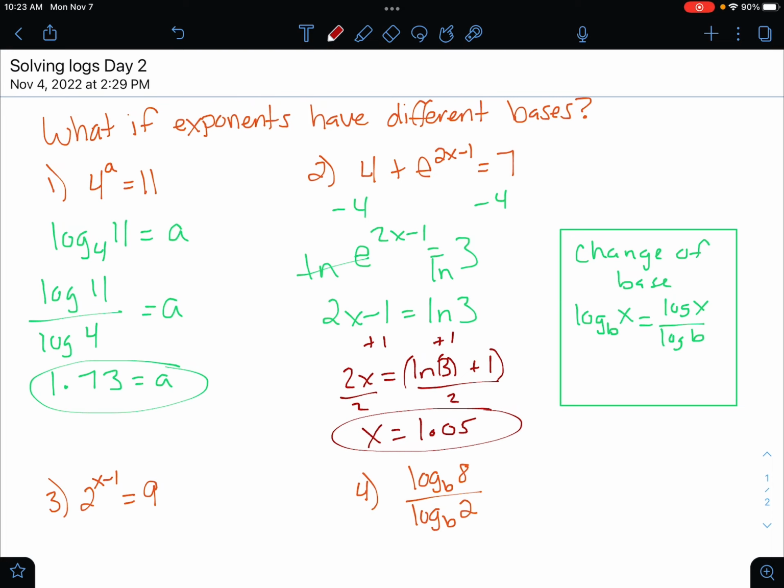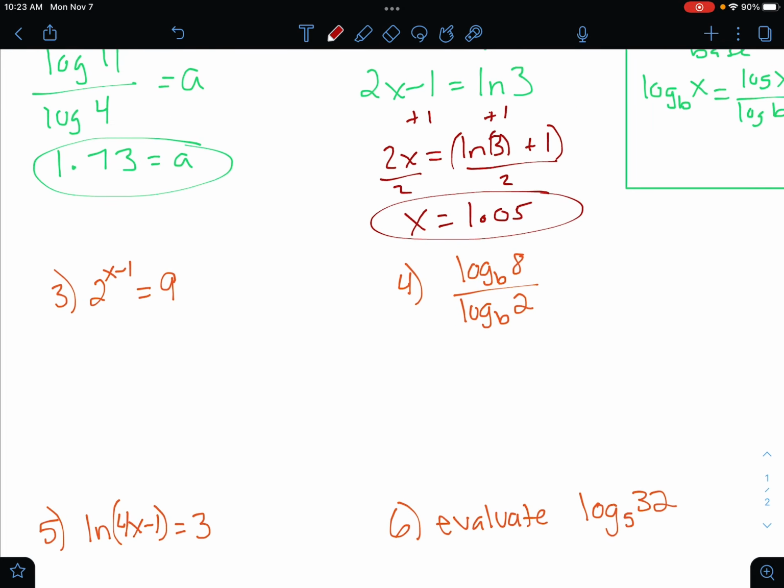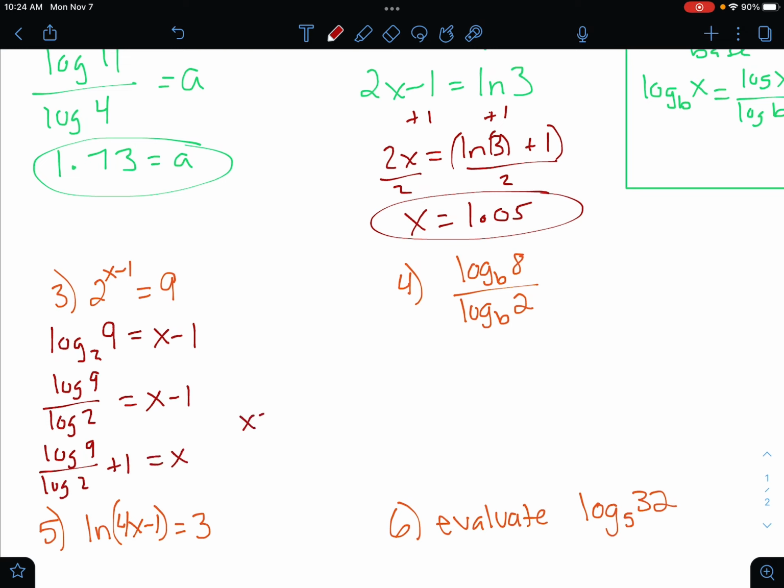Okay, why don't you try number 3? Okay, so in number 3, again, I cannot get a 9 to have a base of 2. So I'm going to go ahead and convert it to logs. So I have log of my base of the answer equals the exponent. Well, I can't plug that in. That's not log base 10. So we're going to have to use the change of base formula. Change of base law. And then I'm going to have to add 1 to both sides. So we're plugging in log of 9 over log of 2 and then add 1.